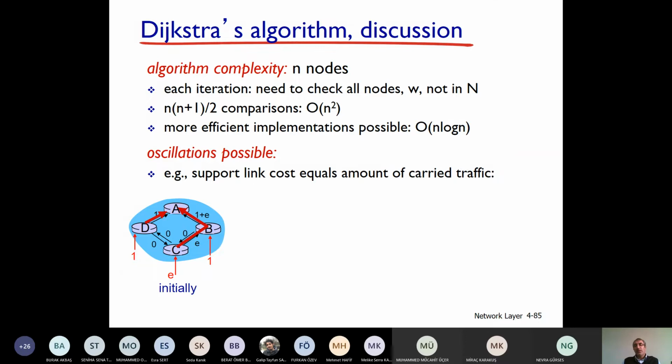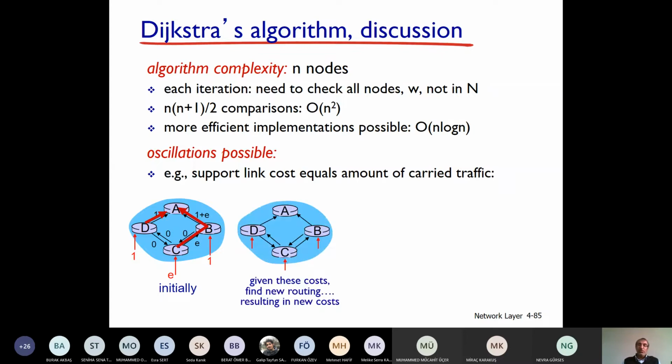But people have come up with lower-complexity algorithms in order to reduce the complexity. So there are more efficient implementations possible, with a complexity of O(n log n). And one of the problems here is oscillation. You can reach a node from different paths, which may result in oscillations.